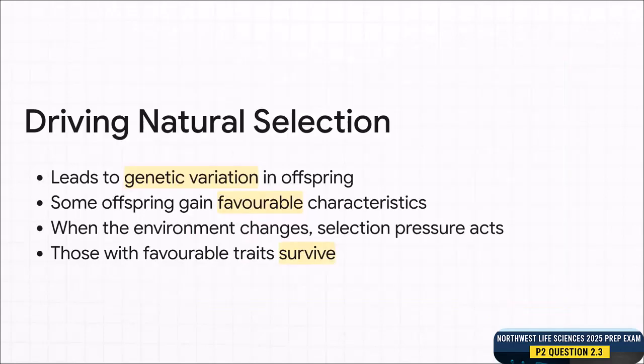Okay, so how do we stretch that idea into 5 solid marks? It's a chain reaction. Step 1, a unique gamete leads to genetic variation in the kids. It means no 2 siblings are exactly alike, right?